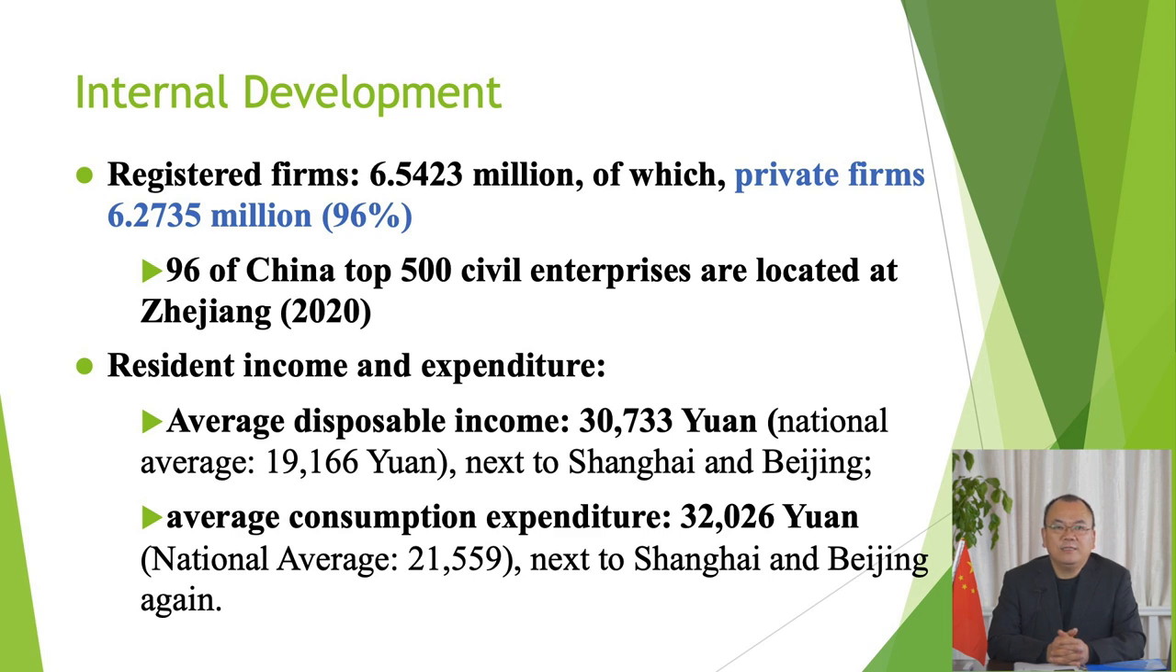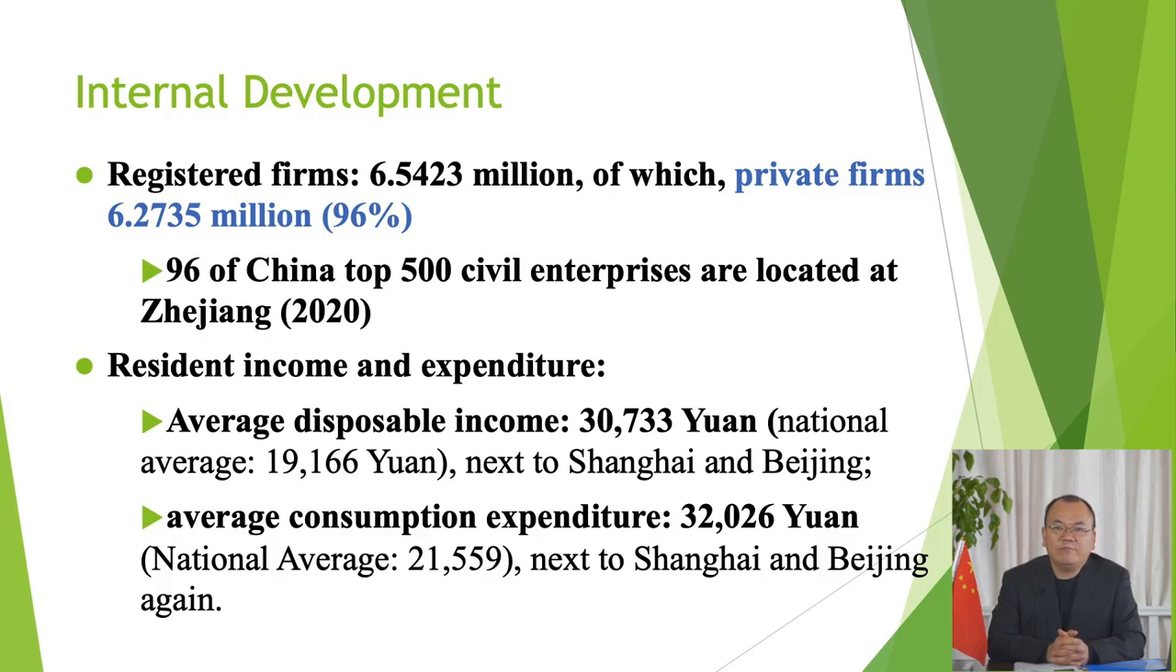And now resident income and expenditures. For Zhejiang province, last year, average disposable income is higher than 30,000 yuan, while the national average is only 19,000 yuan. Zhejiang's average disposable income is just next to Shanghai and Beijing. Remember, Shanghai and Beijing are not provinces. They are big cities.